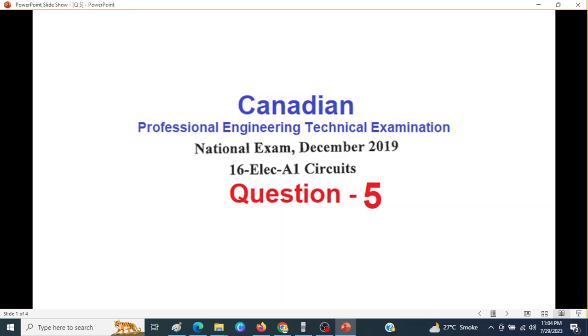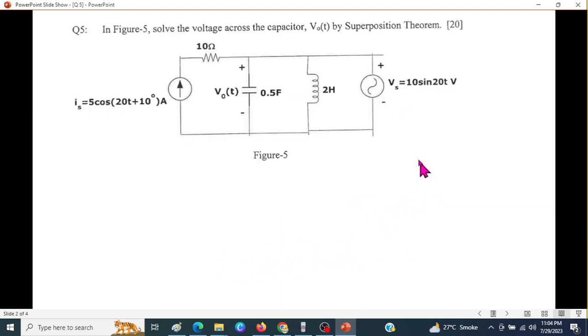Bismillahirrahmanirrahim. Today we'll be solving question number 5 of the Canadian Professional Engineering Technical Exam, December 2019. And this is a very simple question. We have to solve the circuit to find V0(t), that is the voltage across the capacitor, by using the superposition theorem.